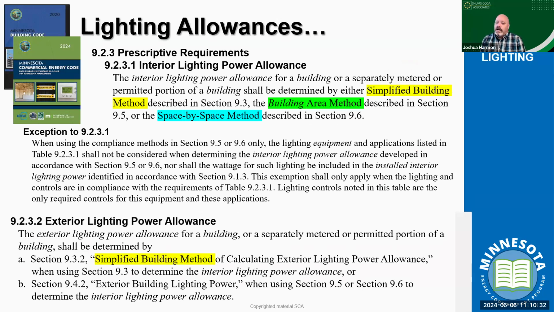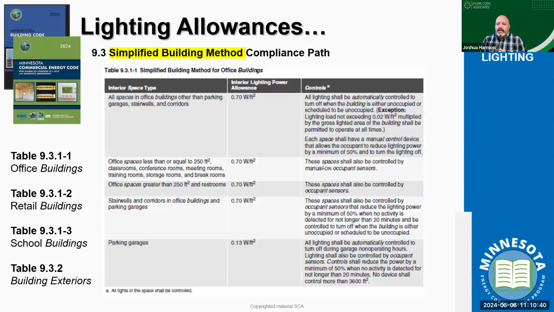We think about how buildings operate in reality. And so we're looking at a simplified methodology for exterior lighting control. And so that's going to be identifying the tables associated with different types of buildings that we may be operating. And then we're going to be evaluating what it is in that building exterior.